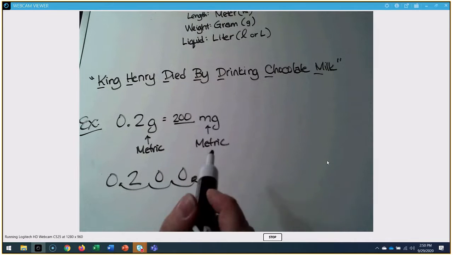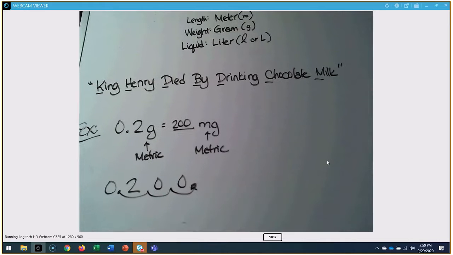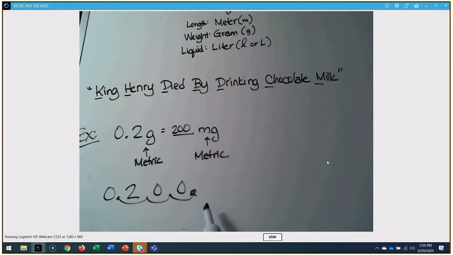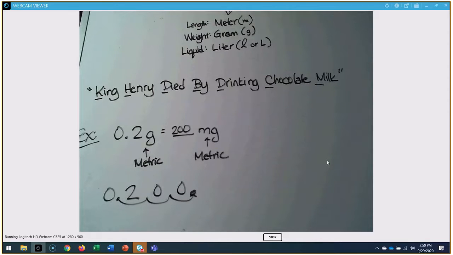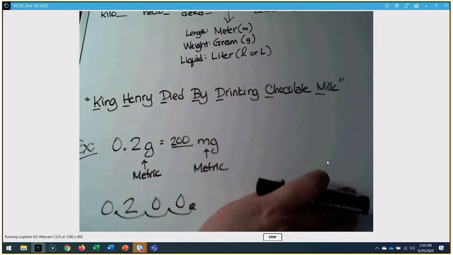The other thing I want to add on to this too, if moving decimals is something that confuses you, some people are not sure where they're supposed to put it. Do we put it between? Do we put it in the back? Where do you put it? Maybe try this instead.